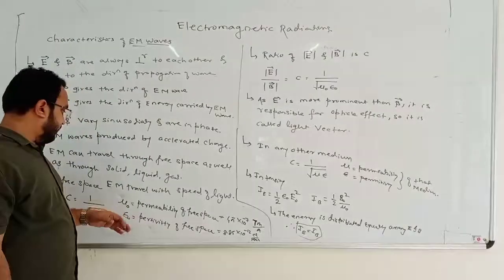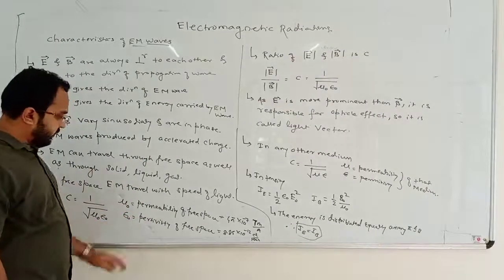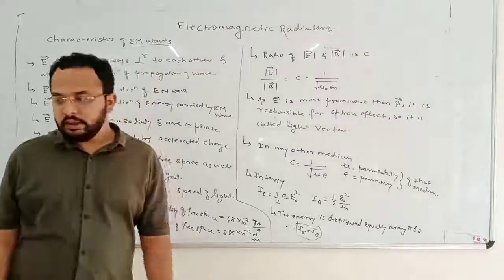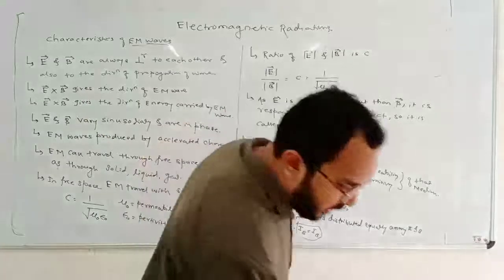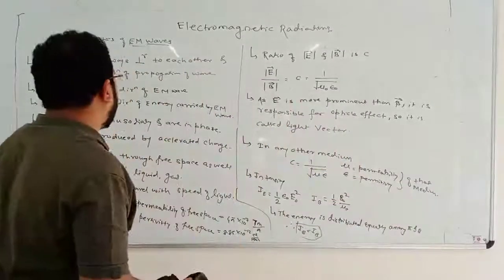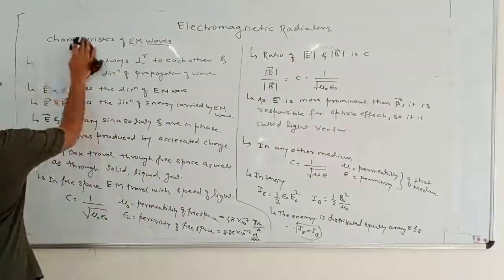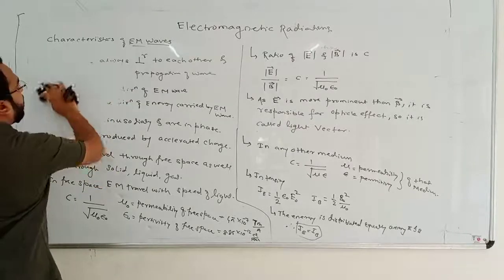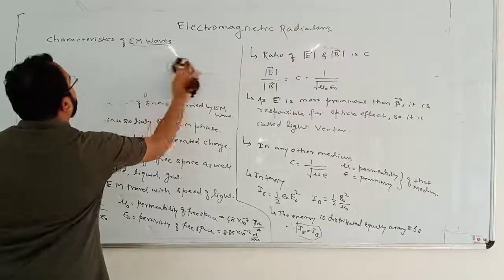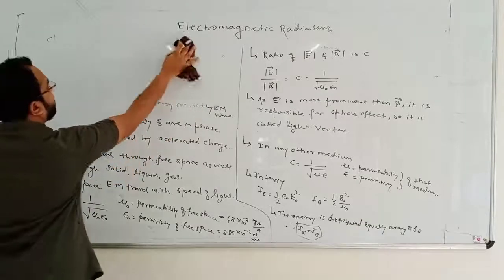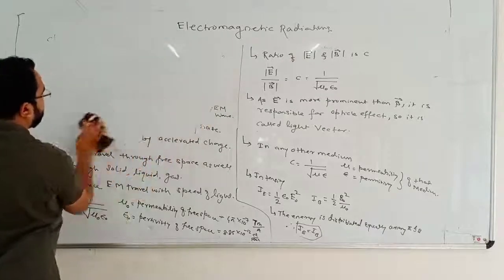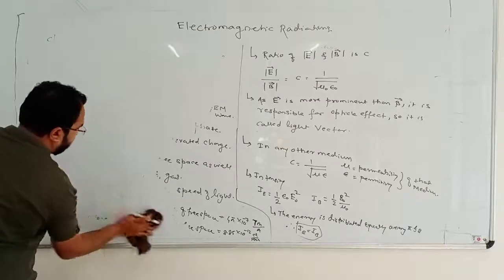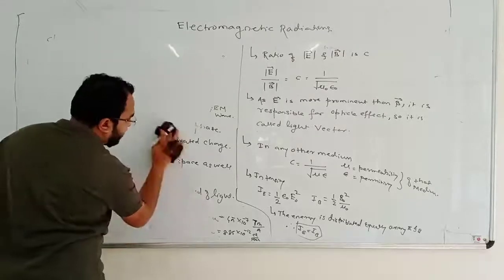They travel with speed of light. This is the formula. This is one of the formulas which is important in this chapter. Okay. Next we'll see what is electromagnetic spectrum. Write down all the points.